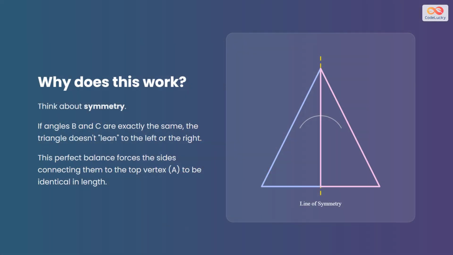Why does this happen? Think about symmetry. If the two base angles are identical, the triangle has perfect balance. It implies there is a line of symmetry right down the middle. This balance forces the two sides rising from the base to be exactly the same length.